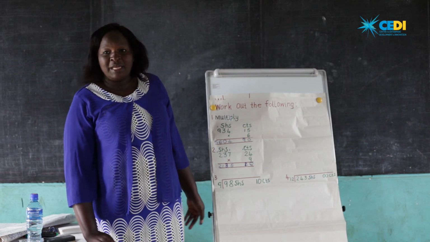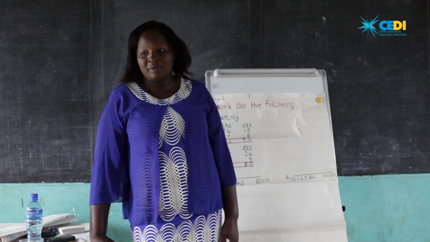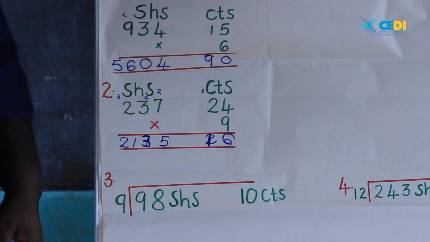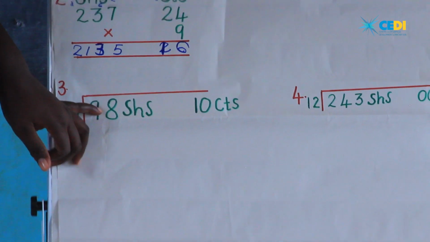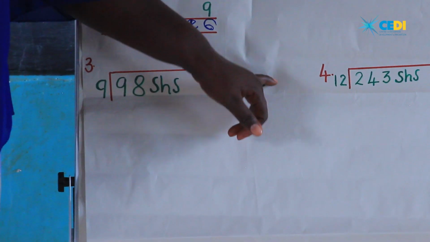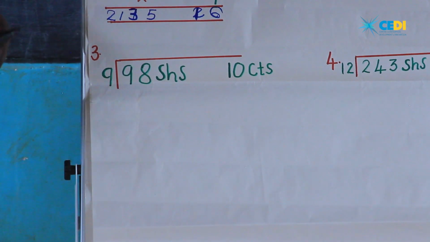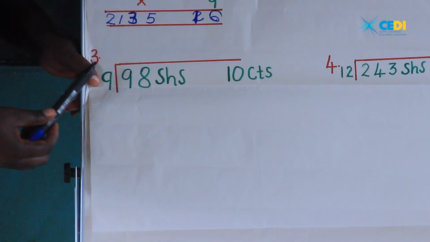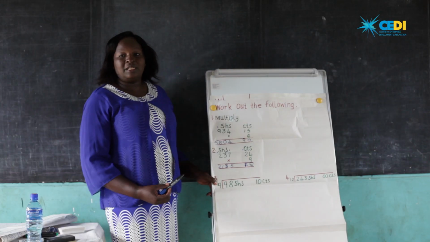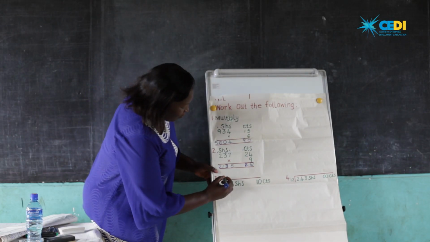Number 3, now we are going to do division. We are going to look at examples dealing with division. The first one is 98 shillings and 10 cents, which is to be divided by 9. So in the first column, we have 9 shillings. 9 shillings, 9 children. How much will you give each child? 1.